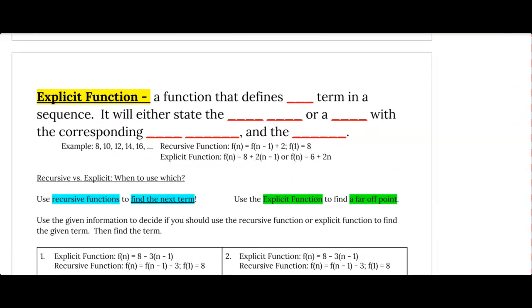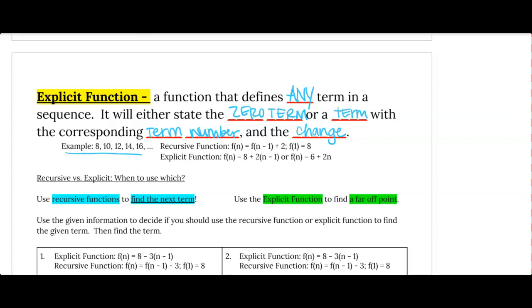What we've written is an explicit function. And all an explicit function is, is a function that defines any term in a sequence. It will either state the 0 term or a term with the corresponding term number and the change.